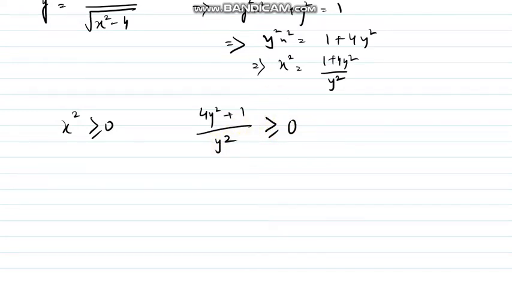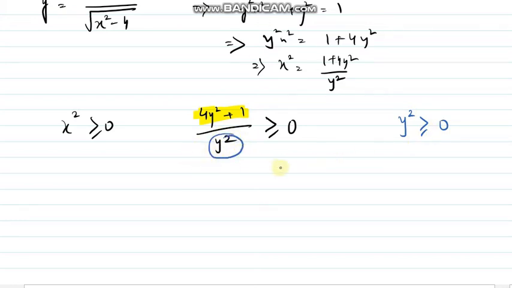As I know that x square is greater than or equal to 0, so (4y square plus 1) divided by y square should be greater than or equal to 0. Now check the numerator. Numerator is 4y square plus 1. Y square we know is always greater than or equal to 0, so my numerator is always greater than or equal to 0. But as it is in the denominator, we should consider it only greater than 0. Now 4y square again is greater than or equal to 0, multiplying by 4. So 4y square plus 1 is greater than or equal to 1, right?